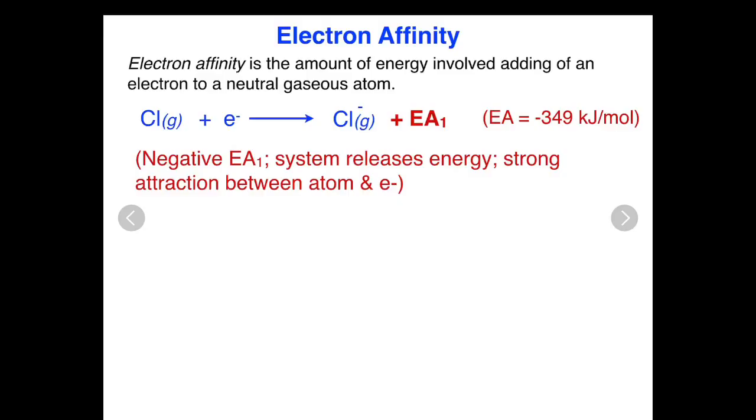Okay, so the negative electron affinity tells us that the system releases energy, and it also indicates a strong attraction between the atom and the electron as well. So this process is called exothermic.